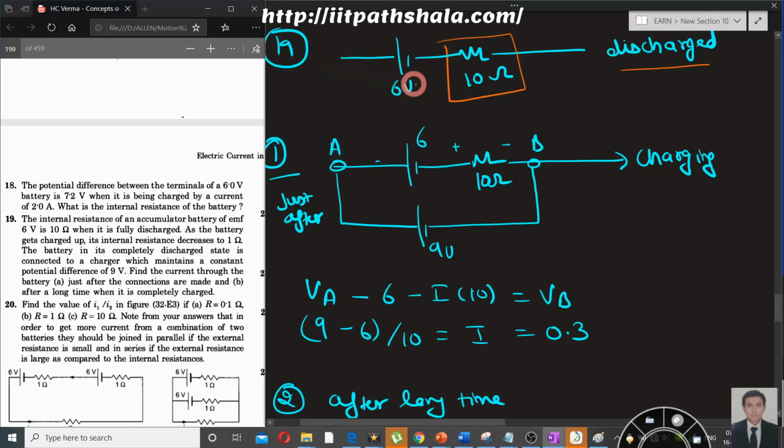Now he is asking you that if you maintain a 9-volt battery across this, meaning you are charging this whole configuration, then at time t equal to 0, when you join the switch, when you connect the terminal of this discharged battery to your charging battery, to your main battery, to your charger over here, then what will be the case?